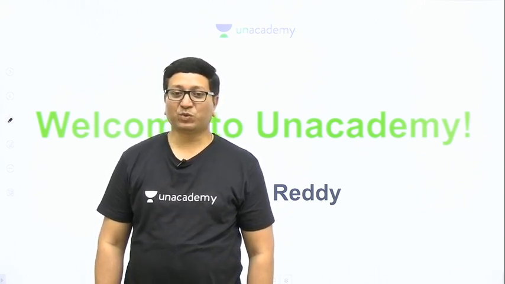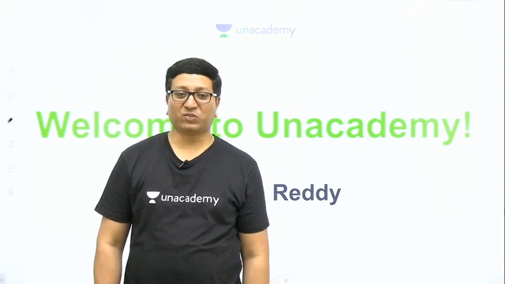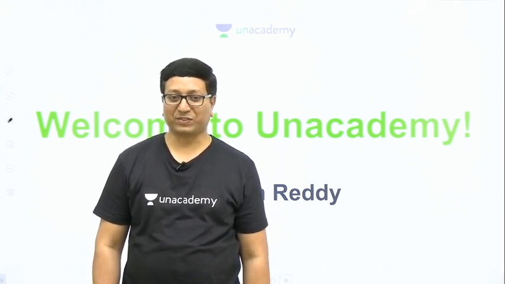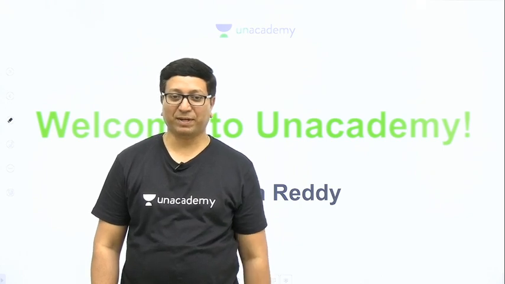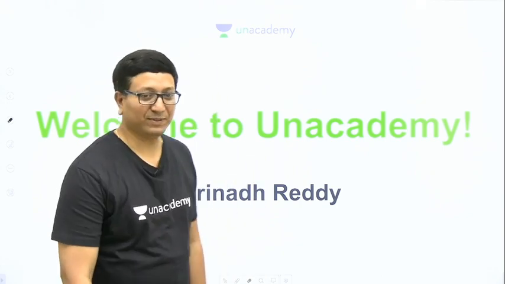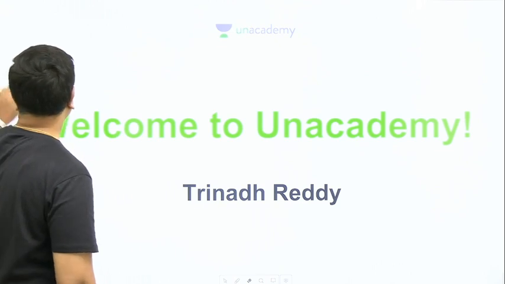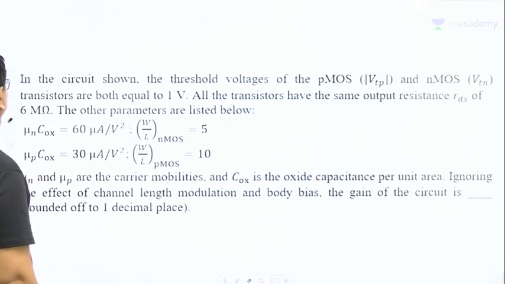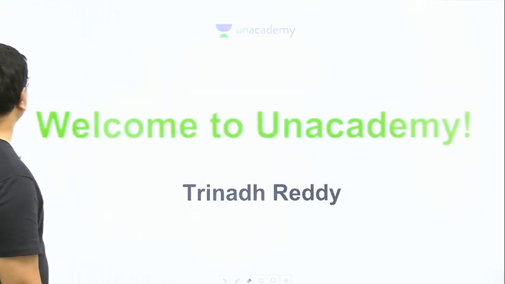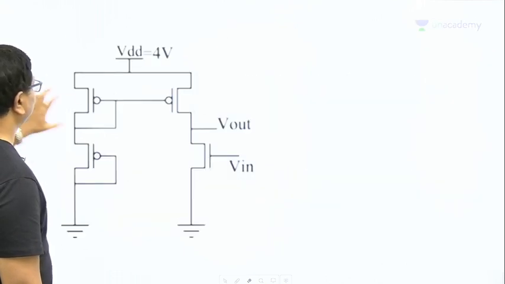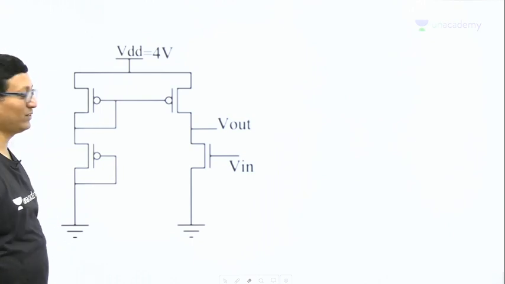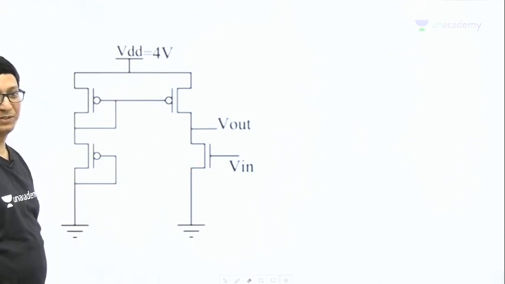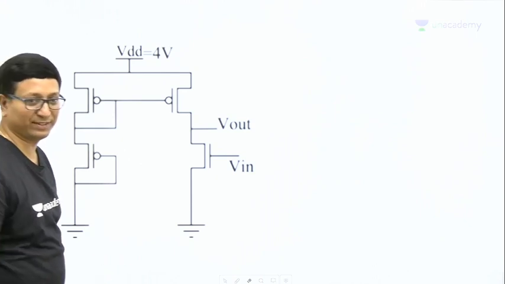Here I would like to solve a problem on MOSFET amplifier circuits which was asked in previous GATE papers before briefing my course. Okay, see the question asked. In the circuit shown, a MOSFET circuit is given like this, and they are asking us to find the gain of this MOSFET circuit. Some data is given in this question.